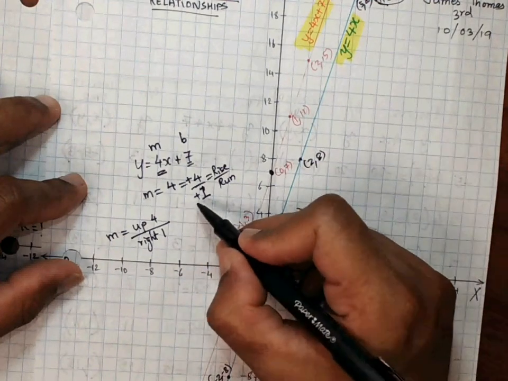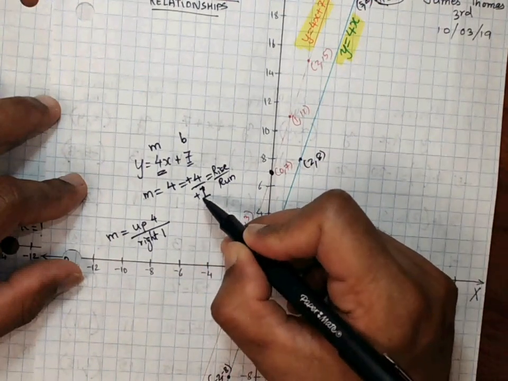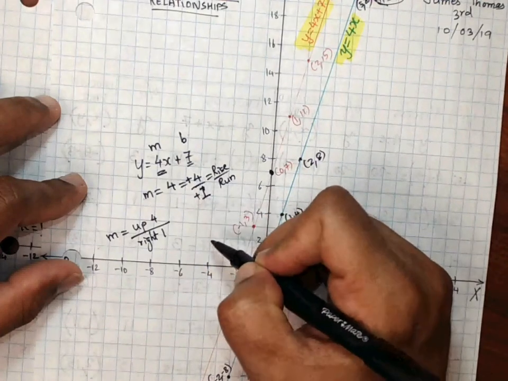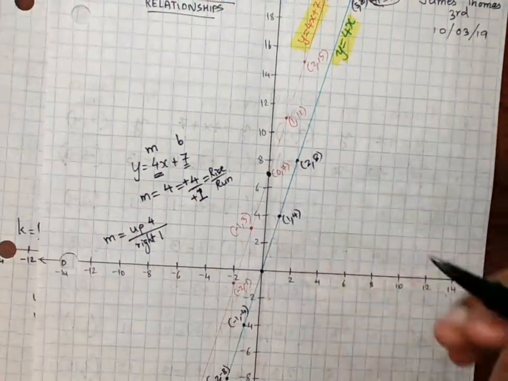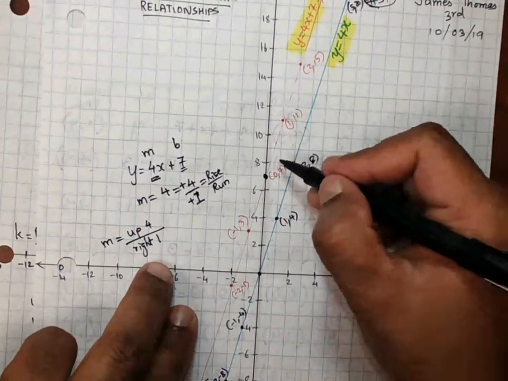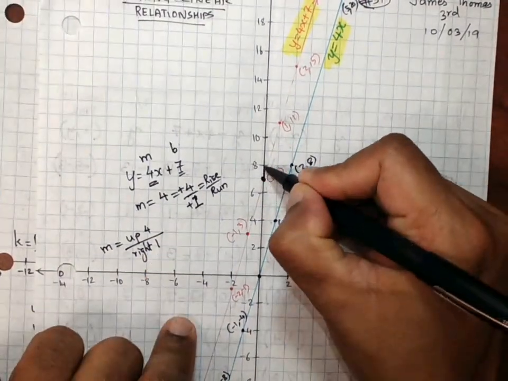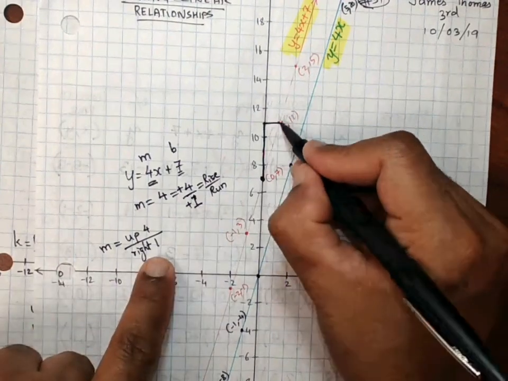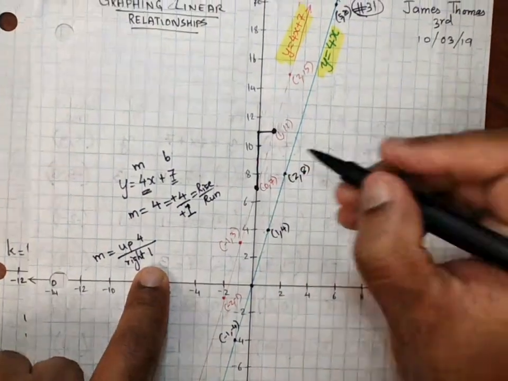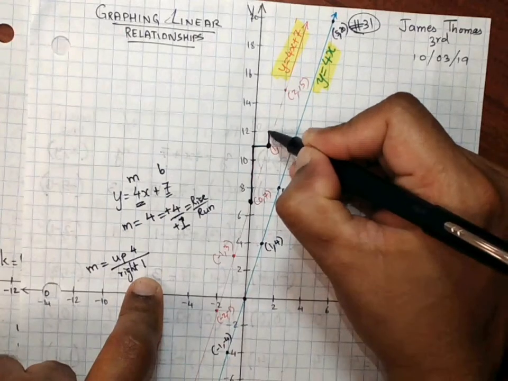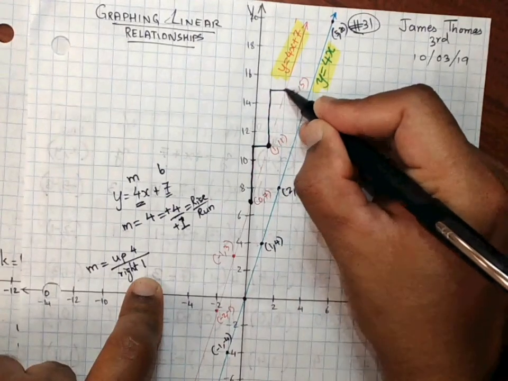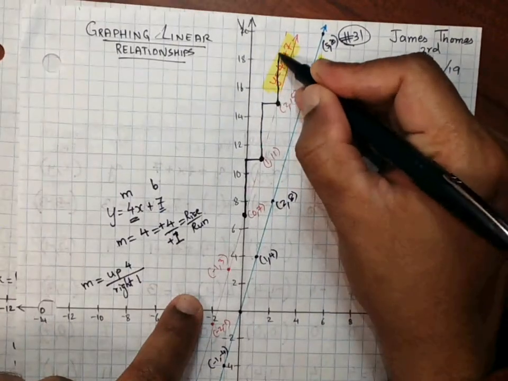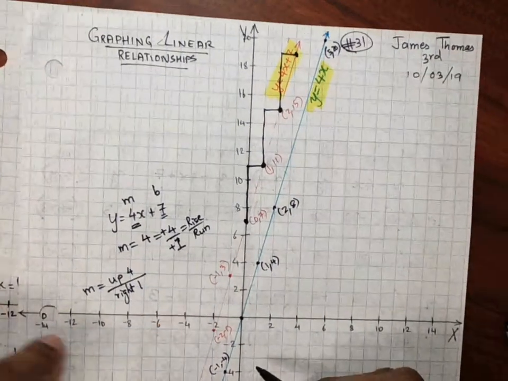If it was a negative, you're running left. If it was a negative, you're rising 4 units down. Going down 4 units. That's what that means. So slope will be up 4: 1, 2, 3, 4. And you go right 1. Here's your next point. You go do it again: 1, 2, 3, 4, right 1. Plot your point.